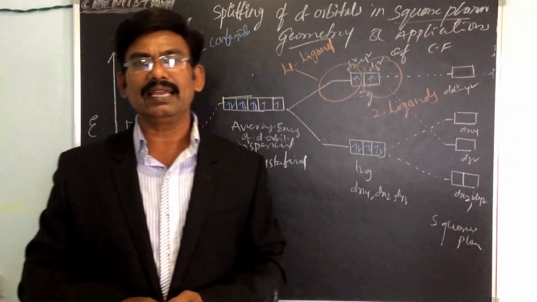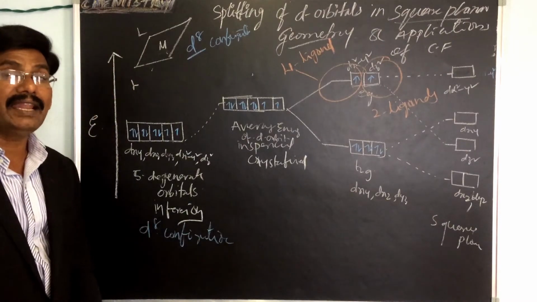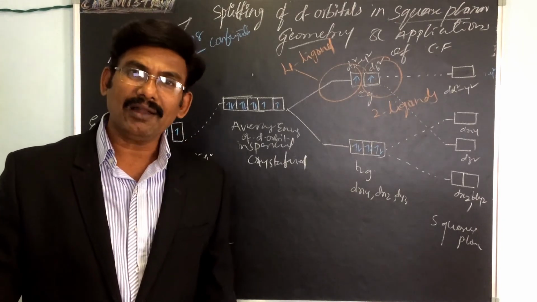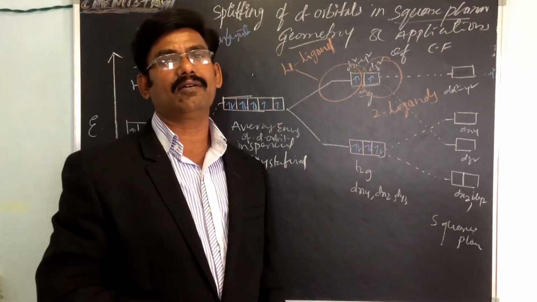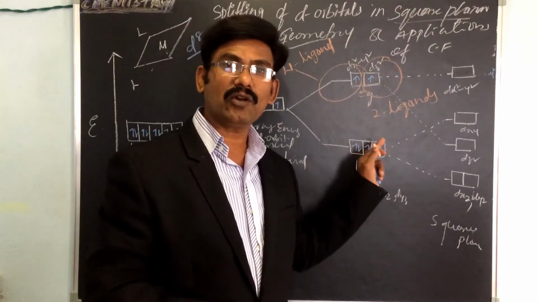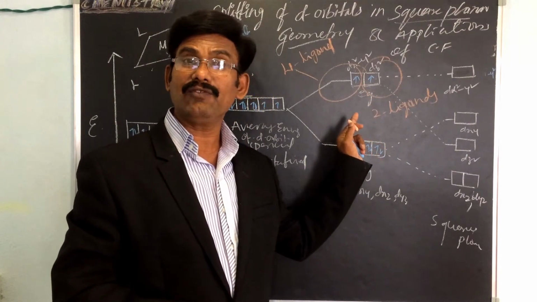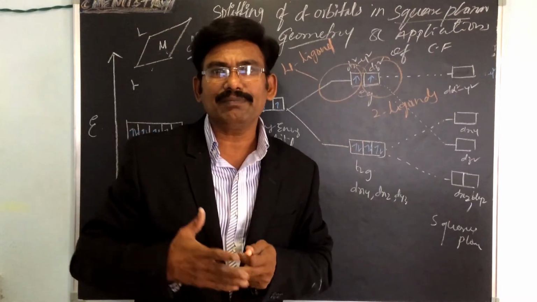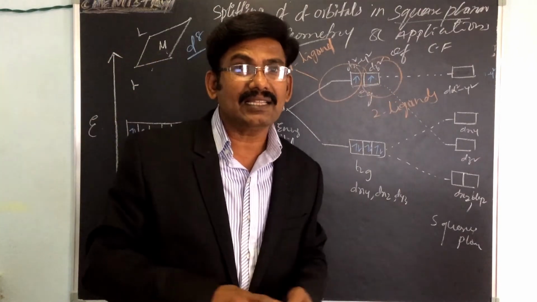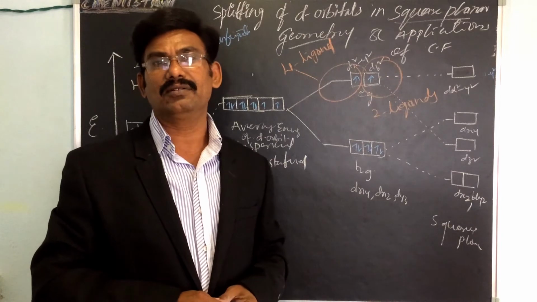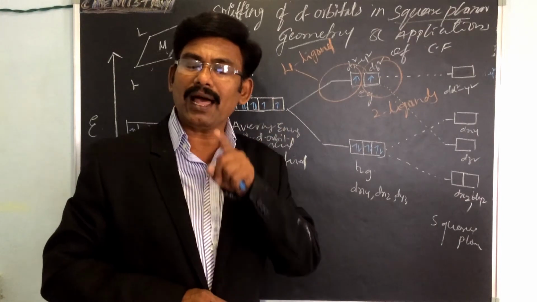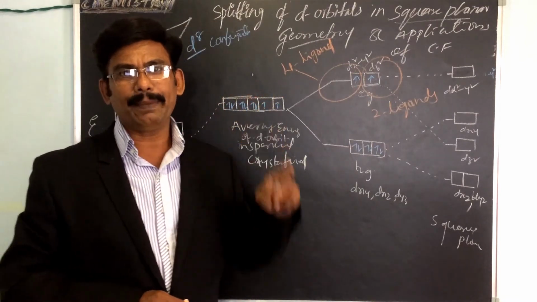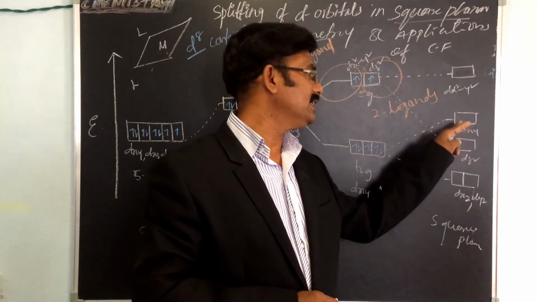If the ligand field is sufficiently strong, the energy difference between these orbitals becomes larger than the energy required to pair electrons. Listen carefully: if the ligand field is sufficiently strong, the energy difference between these orbitals becomes larger than the energy required to pair the electrons. A stable arrangement arises when both the Eg electrons pair up and occupy the lower dz square.